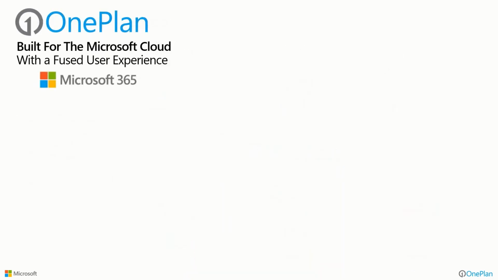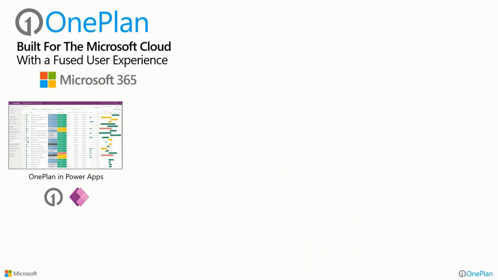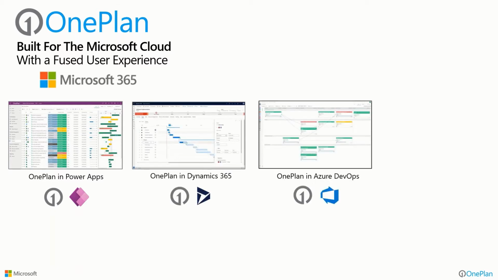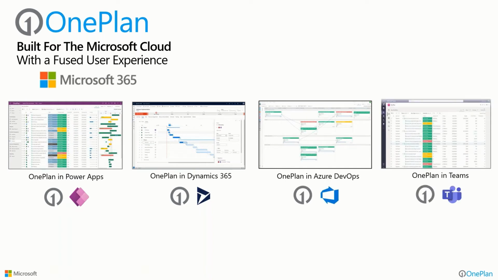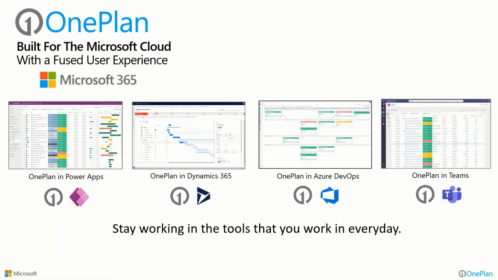The other aspect of OnePlan in this mix is we're going to show it to you today built in and being leveraged in Power Apps within the actual accelerator itself, which could even further be extended should you have additional needs. Because OnePlan is built in the Microsoft Cloud for Microsoft 365, you can also surface or use OnePlan in Dynamics, or within Azure DevOps, or even within Teams, which many people are using, and a lot of you Microsoft folks out there today are already using Teams to a great extent. The key is to stay working in the tools that you work in every day and access the OnePlan capabilities within there. But today our focus is going to be doing this within Power Apps.